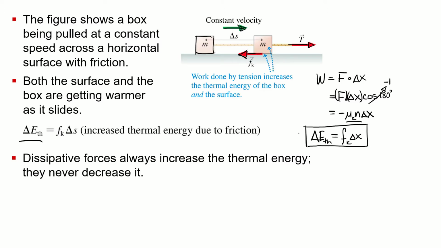The same thing. So whenever we have some object, whenever we have friction in one of these systems and the object's sliding, some of that macroscopic energy is being converted into thermal energy. The amount of thermal energy that's being created, or that thermal energy is always going to be increasing in a dissipative situation, is equal to the magnitude of the force of friction times the displacement.